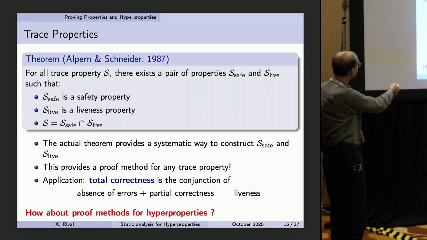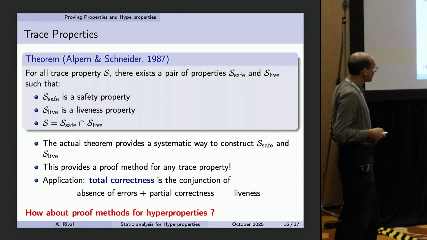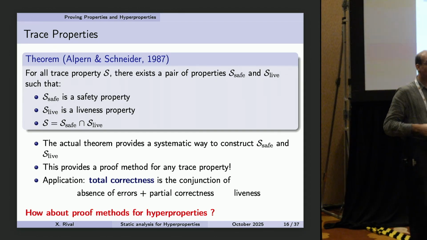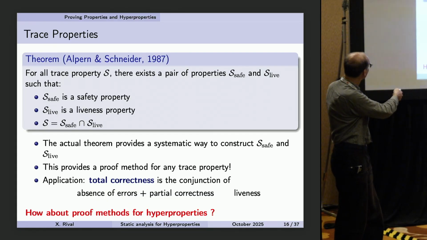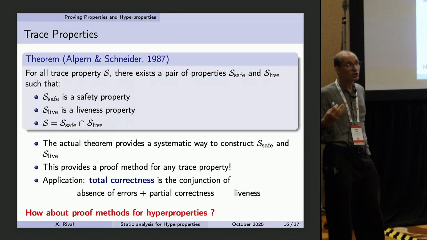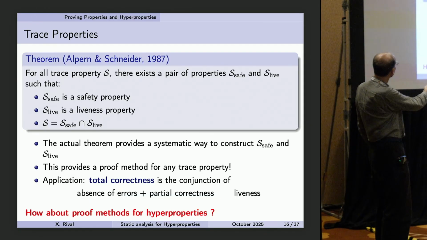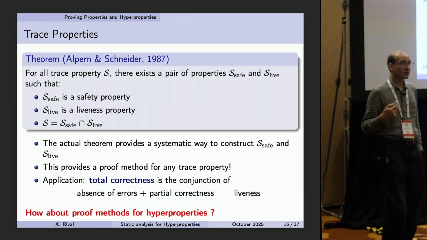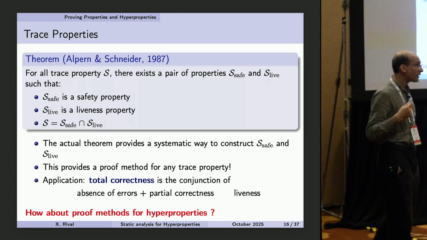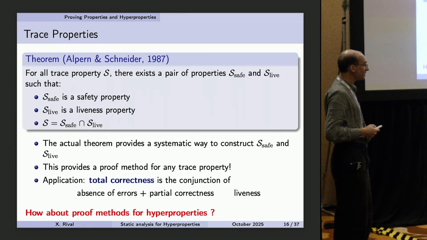But there is this very nice theorem by Alpern and Schneider that tells you that if you take any semantic property, you can decompose it into the intersection of two sets of executions, so the conjunction of two properties, one of which is a safety property, the other of which is a liveness property. We have already seen we have proof methods for liveness and for safety. So we can just consider this problem solved.